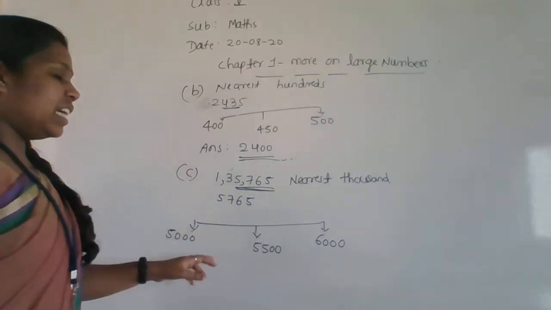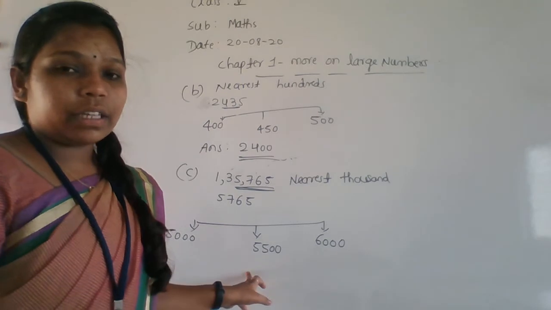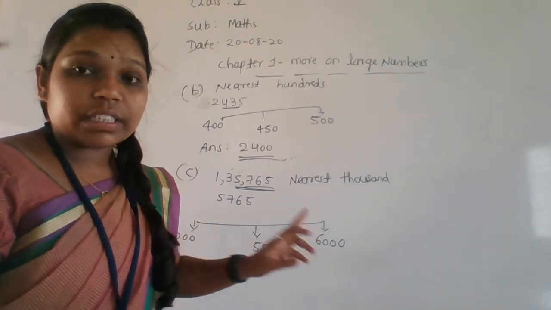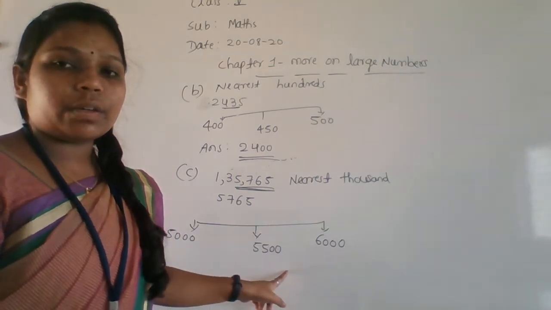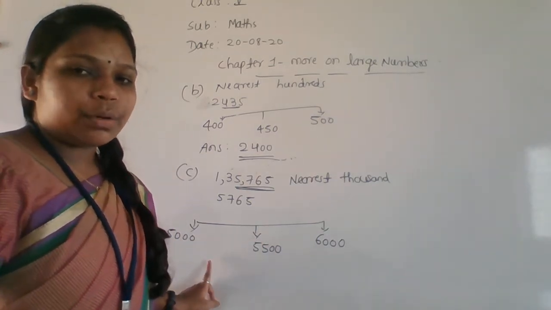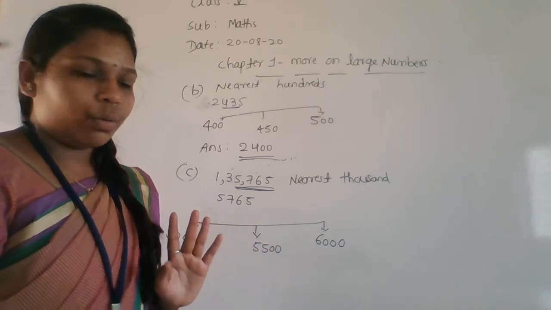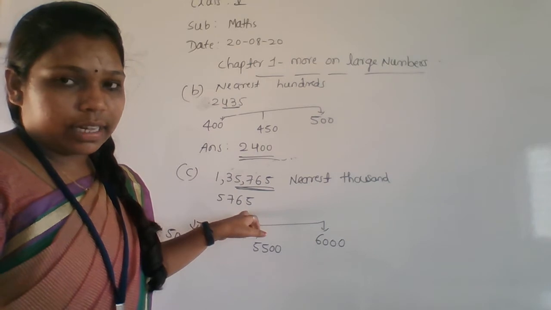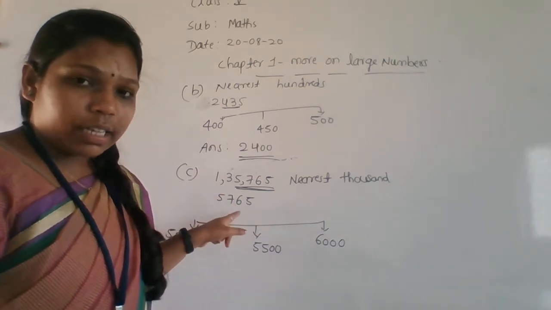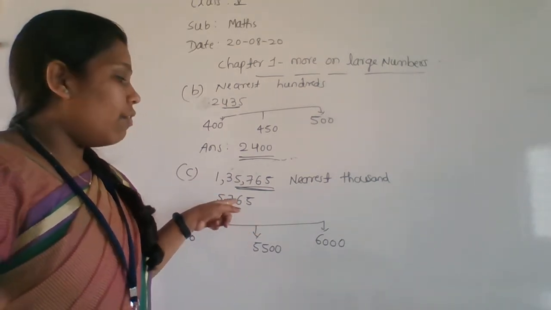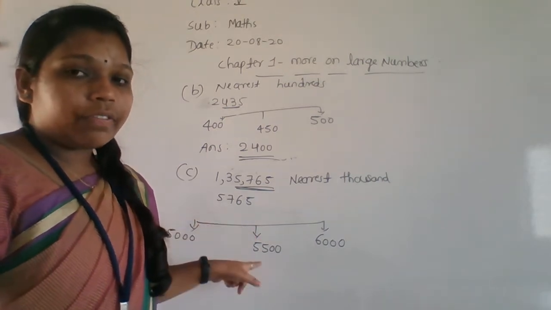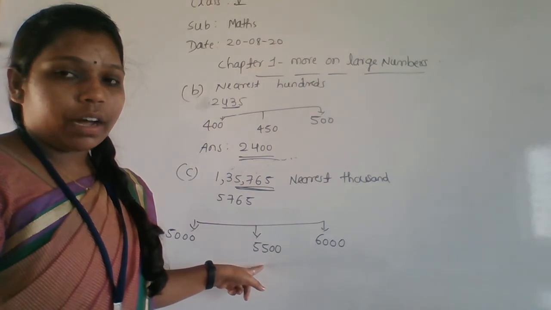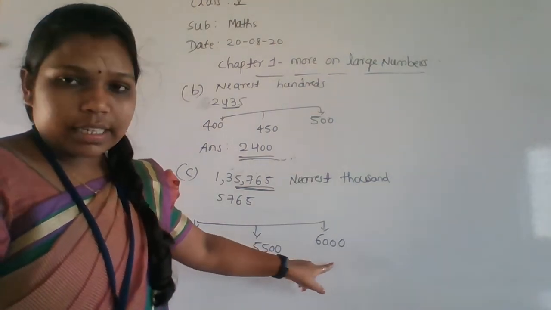If the number is greater than 5,500, then it is nearer to 6,000. If the given number is lesser than 5,500, then it is nearer to the 5,000 value. The number is 5,765. Is it greater than 5,500? Yes, it is greater than 5,500. Then the answer will be 6,000.